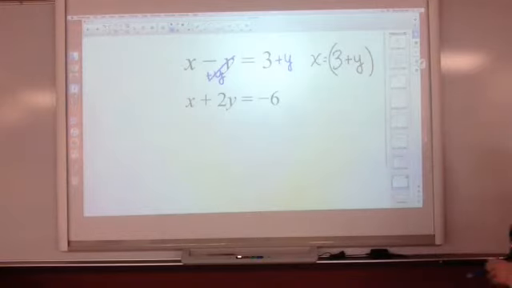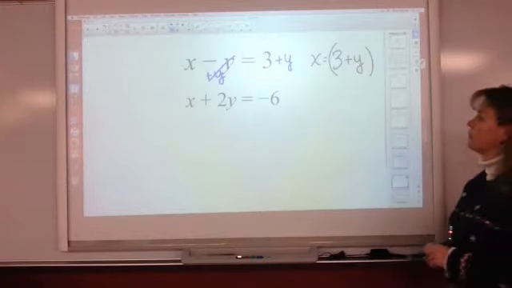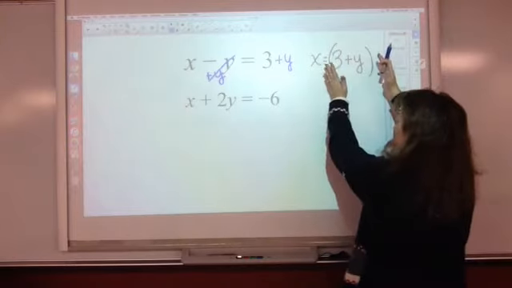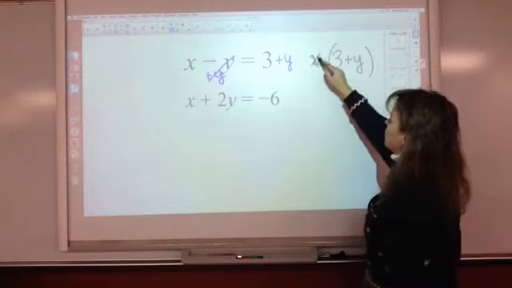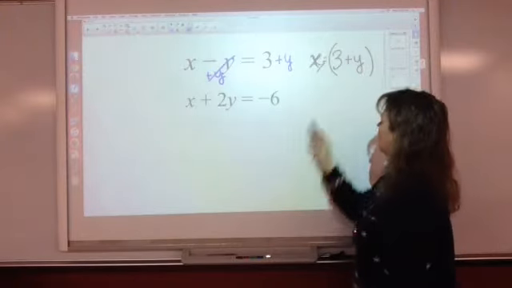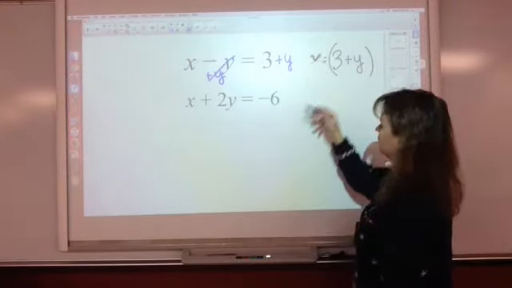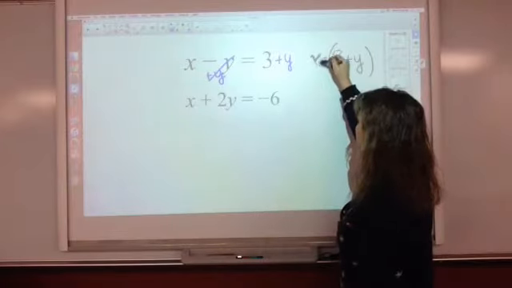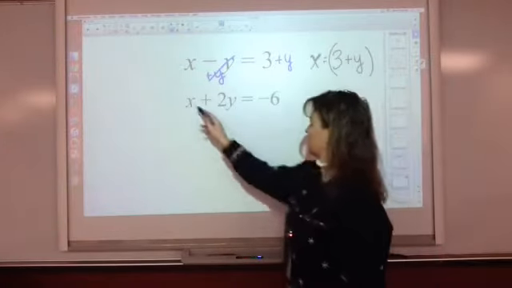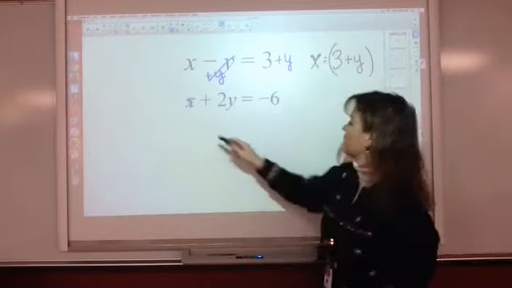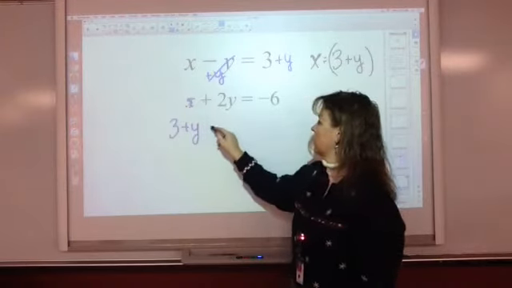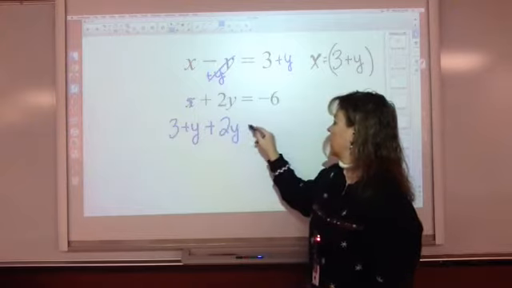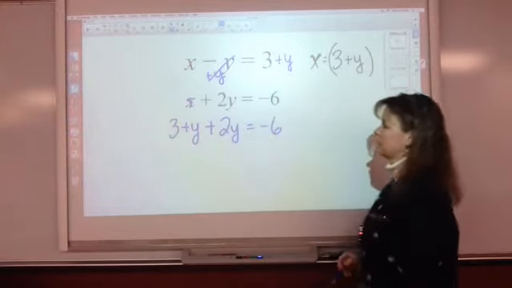Now, a very common mistake that I kept seeing as we went through day 1: this is in parentheses for the x. X is your new substitution. You can't automatically always take the y out. This time it's the x. So you're taking your x out of this equation. X comes out, 3 plus y goes in. 3 plus y plus 2y equals negative 6.